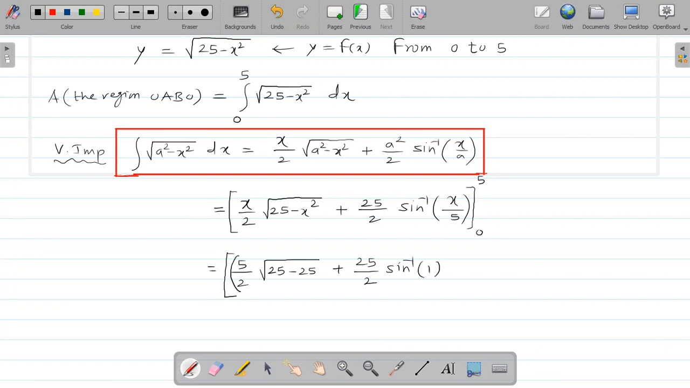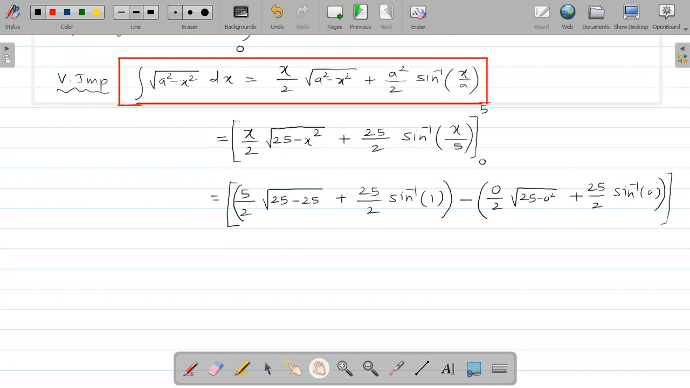So we will write the upper limit first and we get this expression, minus, if you put the lower limit, then it will be 0 upon 2 into root of 25 minus 0 square plus 25 upon 2 into sine inverse of 0 upon 5, means sine inverse of 0. So upper limit minus lower limit. Now what will you get here? Now see the calculation here carefully.